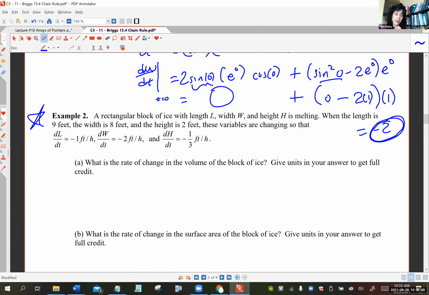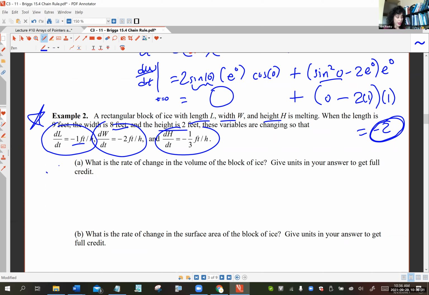So just read it. A rectangular block of ice, with length L, width W, and height H, is melting. When the length is 9 feet, the width is 8 feet, and the height is 2 feet, these variables are changing so that dl dt, the change of the length with respect to time, is -1 foot per hour, as it melts, it's shrinking. The change of the width is -2 feet per hour, and the change of the height is -1/3 foot per hour. So this poor little rectangular block of ice is shrinking, shrinking, shrinking.